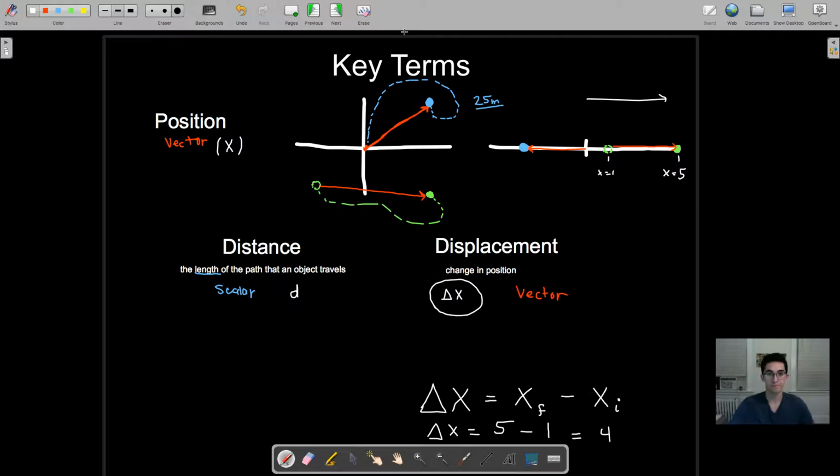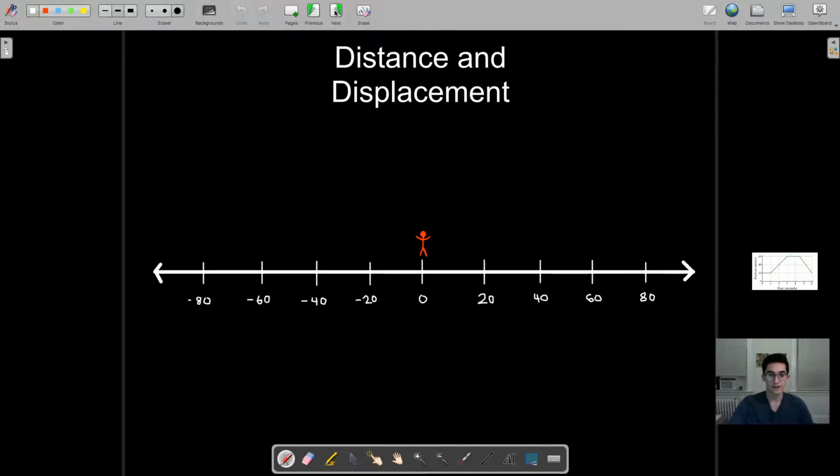Okay? All right, so let's move on to the next thing. So we have the difference here between distance and displacement. Let's take a look at another example between the difference of distance and displacement.